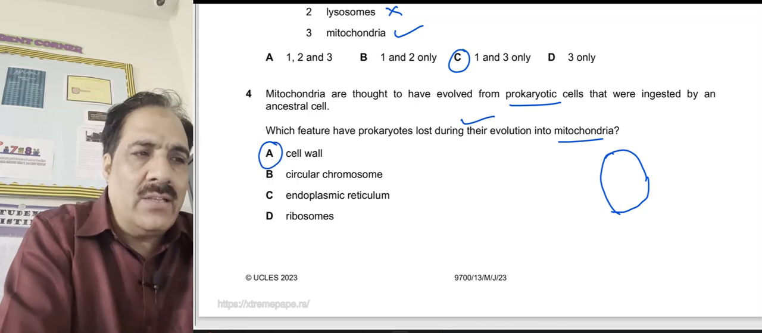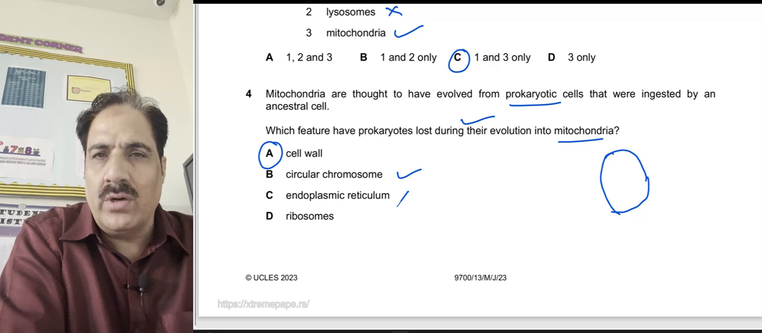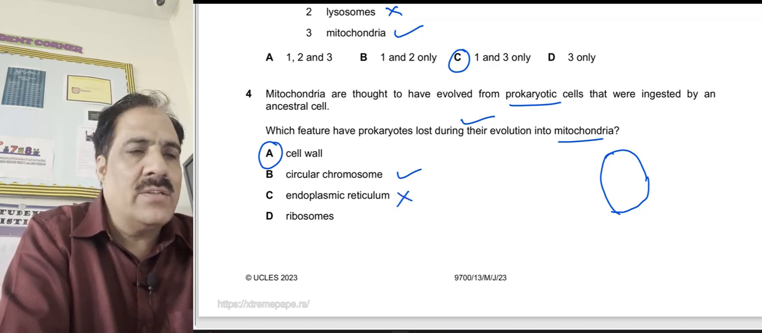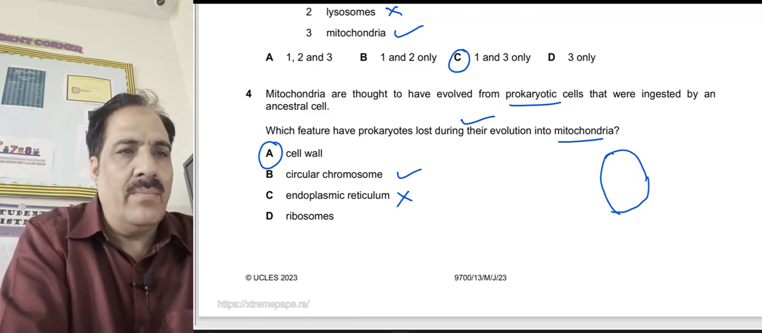Circular chromosome, it's still there. We're not having any endoplasmic reticulum because prokaryotes do not have membrane-bound organelles. And ribosomes, they are still present inside them in the mitochondria.